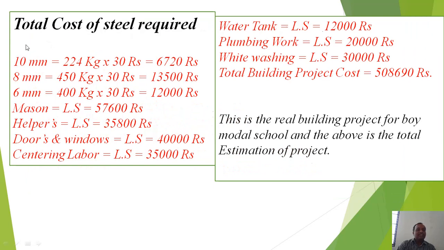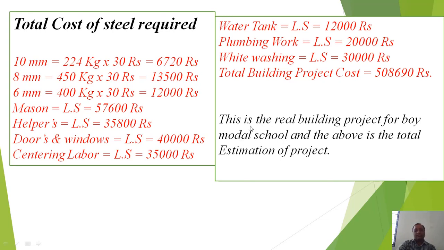Then total cost of steel required, 8 mm, 10 mm. Then masons required, lump sum; you can take a helper, required for cutting and bending. Then doors and windows lump sum, centering labor, then water tank, then plumbing work, whitewashing. You can calculate these accurately, but here I have considered a lump sum amount, and this is the total project cost, that is 5,08,690 rupees. This is a real building project. I have considered these things for this building project.